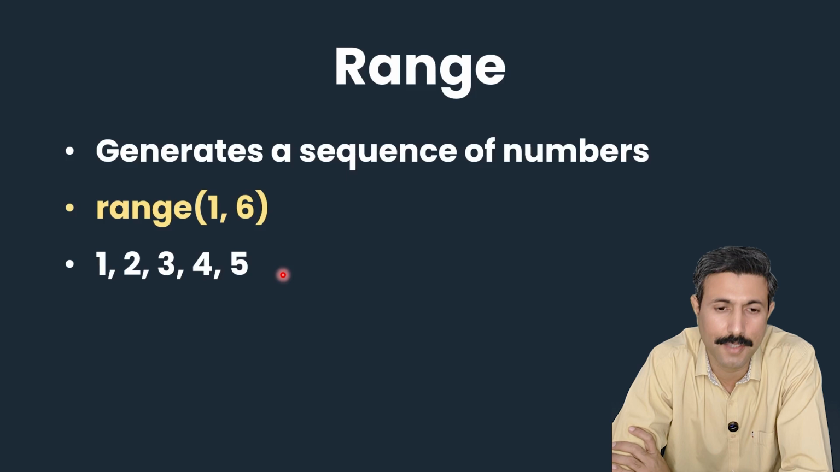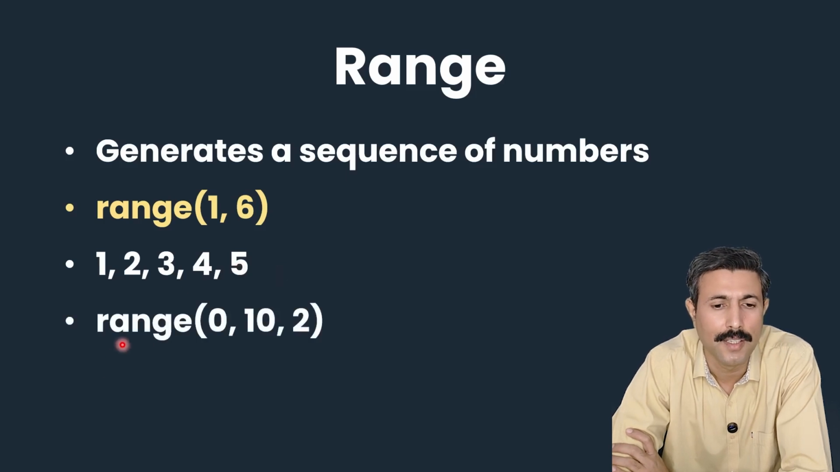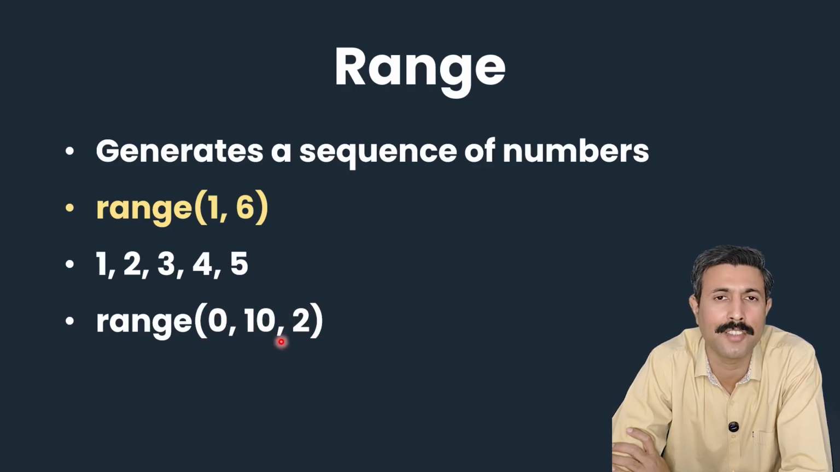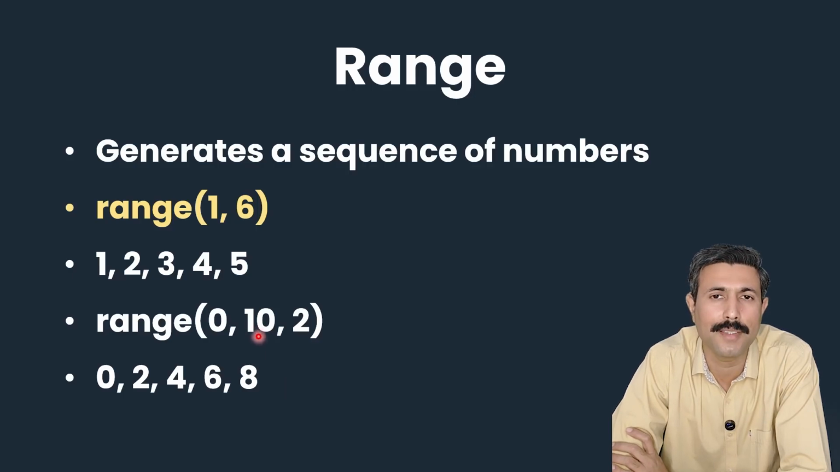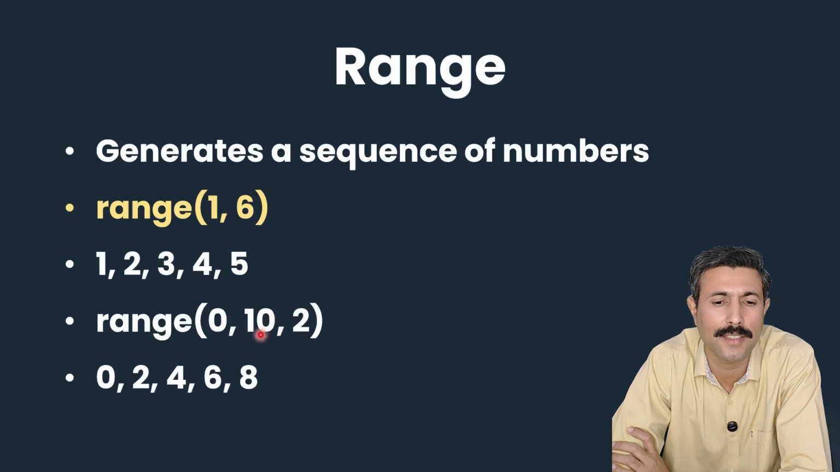For example, if I write range 0, 10, 2, what does it indicate? First is the starting character, then the ending character, and then the step size. If we run and execute this, we get 0, 2, 4, 6, 8. And 10 is not included. Why? Because it is the end character. So you need to remember that in range, the end character is not included in the output.